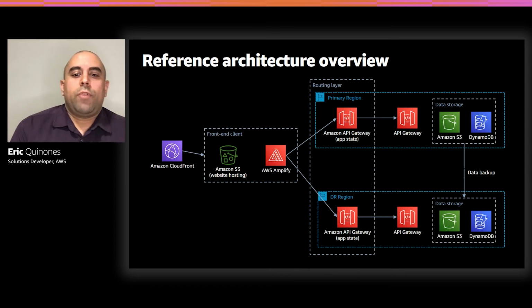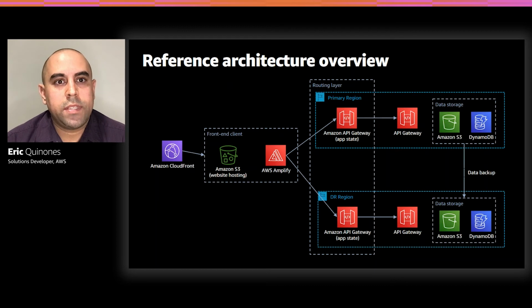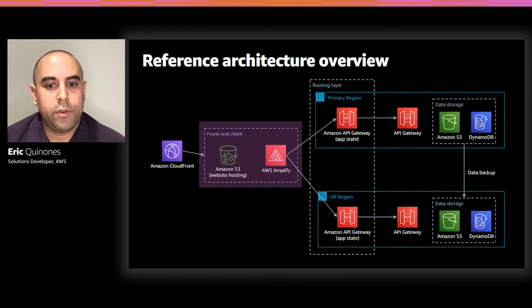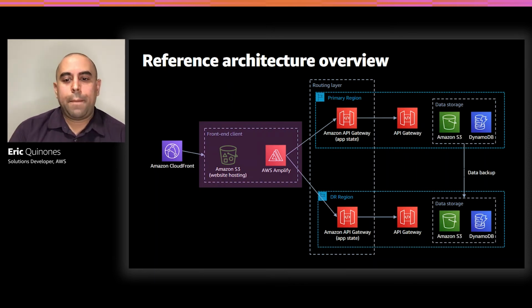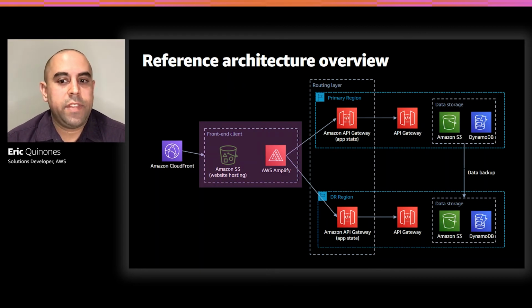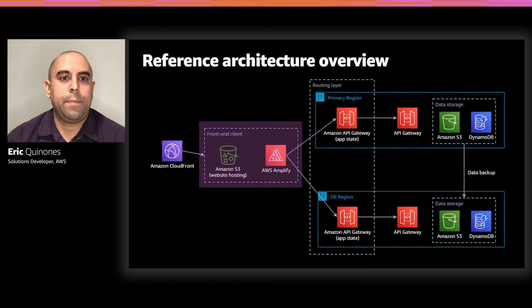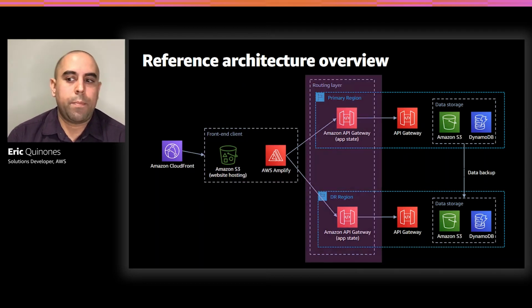So the reference architecture will deploy an AWS Amplify application written with React. The application is hosted in an S3 bucket and distributed with a CloudFront distribution. And the application will react to the state of the application: active, failover, or fenced. It also has logic in it to query the routing layer for the current state of the application. So on initial load, it will query the application state, and before doing any write operations, it will query the application state as well.